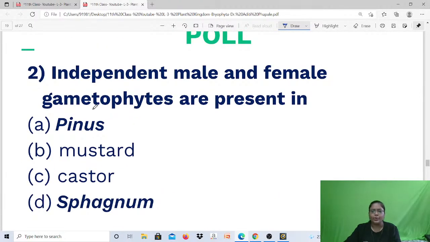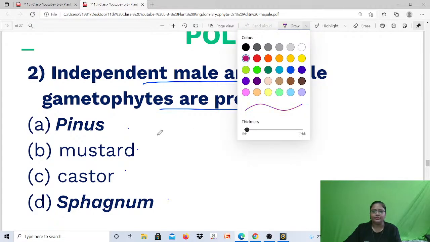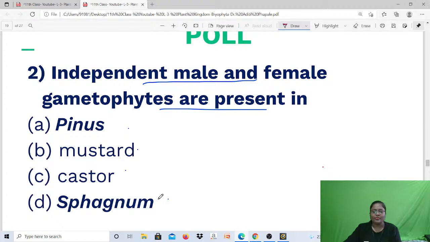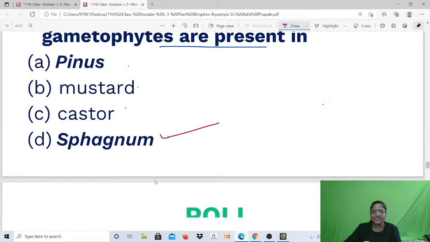Independent male and female gametophytes are present in Pinus, mustard, castor, or sphagnum. Okay, I'll tell the answer. It is sphagnum. The answer is sphagnum.